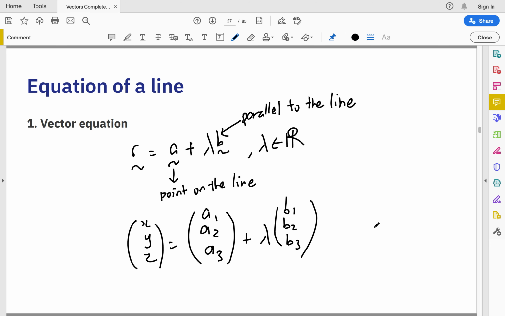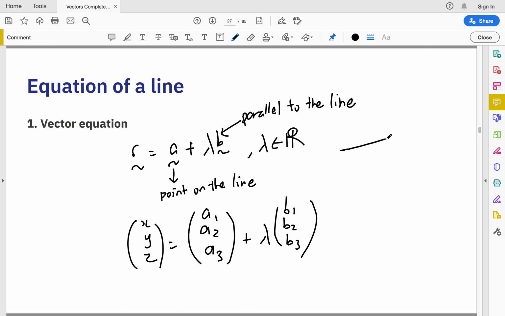Okay, next we want to talk about the equation of a line. We first start with the most fundamental and most frequently tested one, the vector equation. So the vector equation is written as follows. Everything denoted with R just means any point. It just means the set of points that the line can take. So A is a point on the line, and B would be a vector parallel to the line.